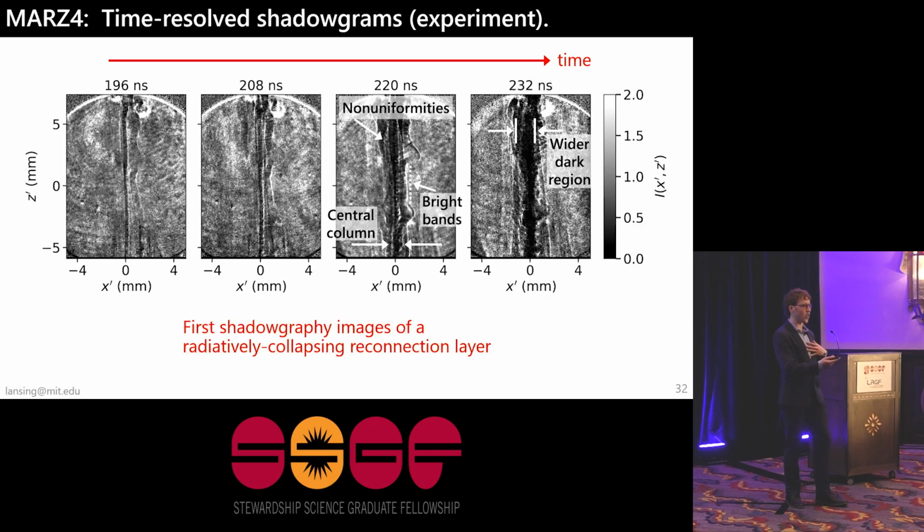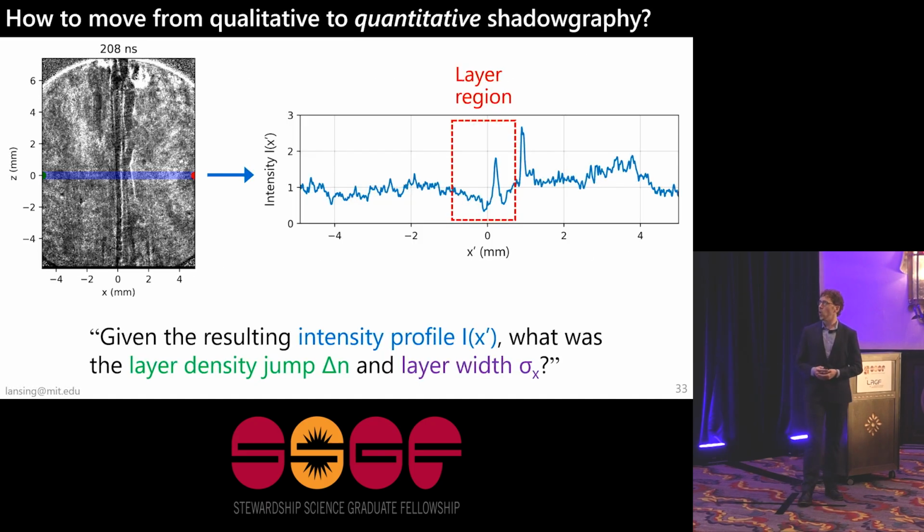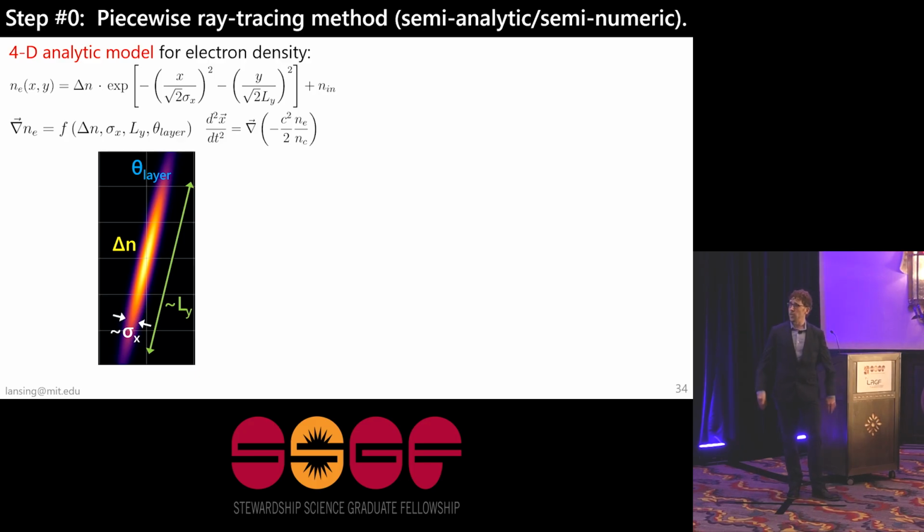And so again, I told you I want to make a measurement. So how can we move to the quantitative? How could I actually get parameters of the layer structure from an image like this? For example, I could look anywhere on the image and get an intensity profile. And the question is, how do I use this intensity profile to measure the density and the width of the layer? So it's kind of a 4-step process.